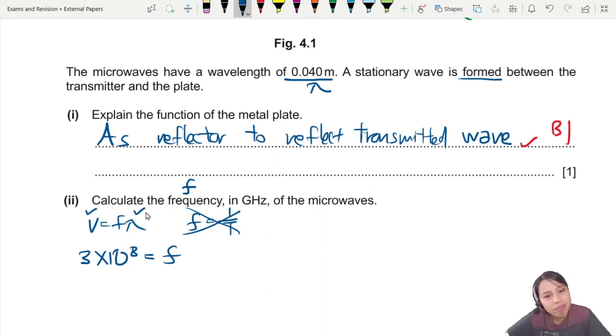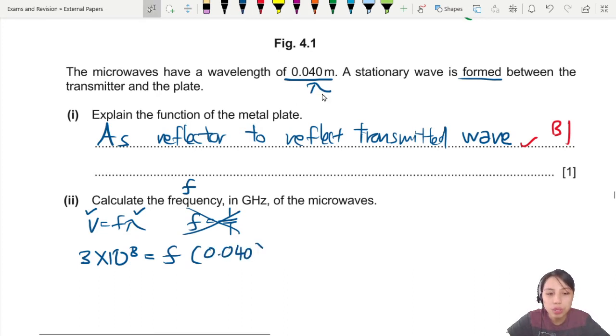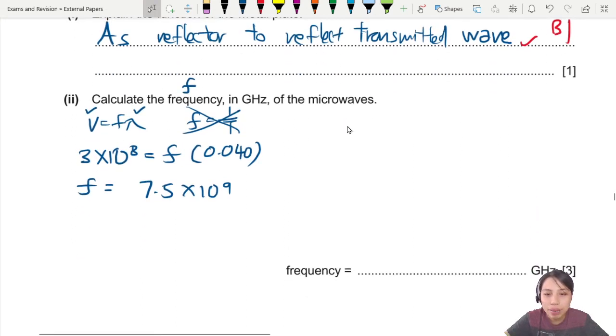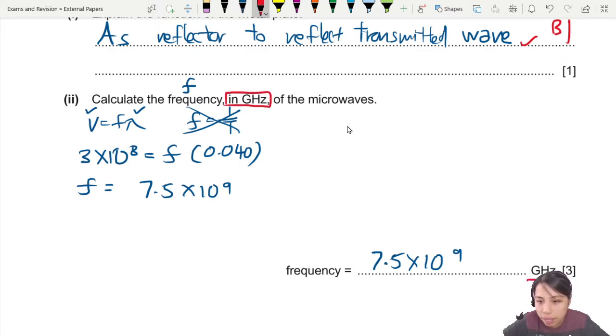Frequency? Don't know. We find first. Lambda is given to us up here, 0.040. So right here, 0.040. You will get a frequency of about 7.5 times 10 to the 9. Okay. Then we can write here 7.5 times 10 to the 9. Oh, but be careful. Wait. In gigahertz.